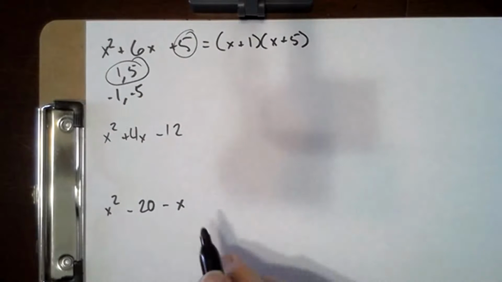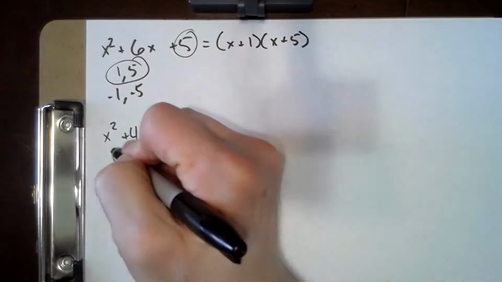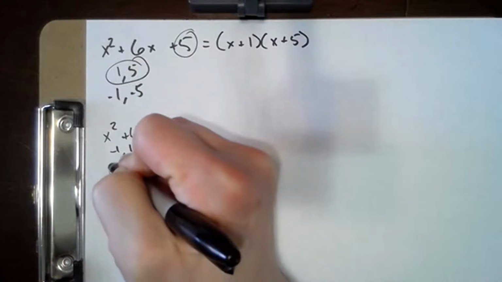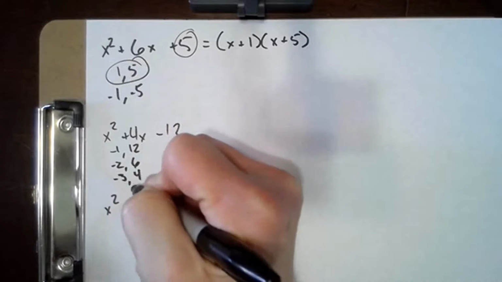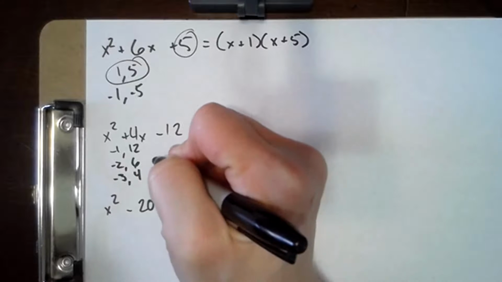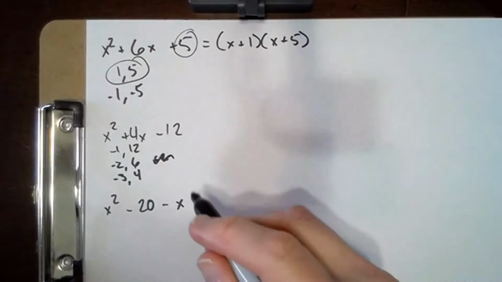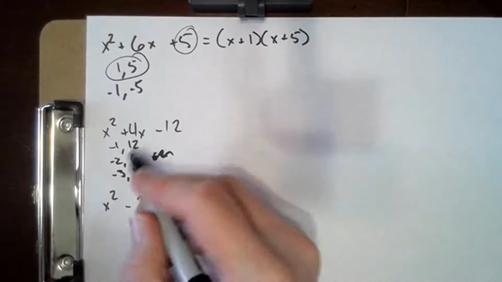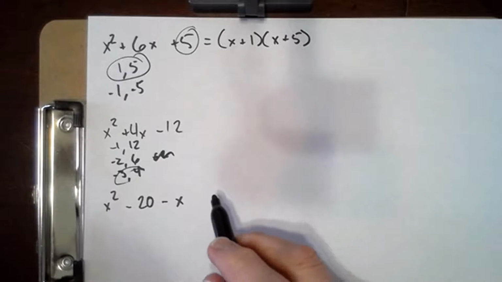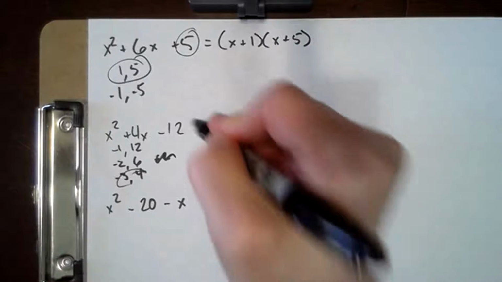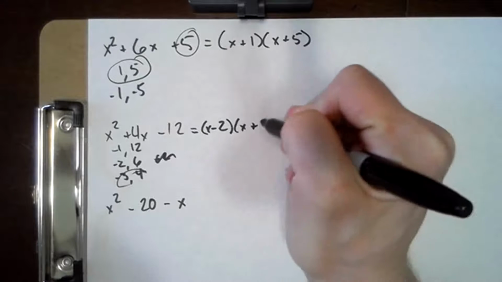Next, we've got a -12. There are a bunch of different ways to do this. We could have -1 and 12, or -2 and 6, -3 and 4. And the last one would be -4 and 3, which is just the negative of this one. But if we add these together, we see that -2 plus 6 is +4. So this becomes x minus 2 times x plus 6.